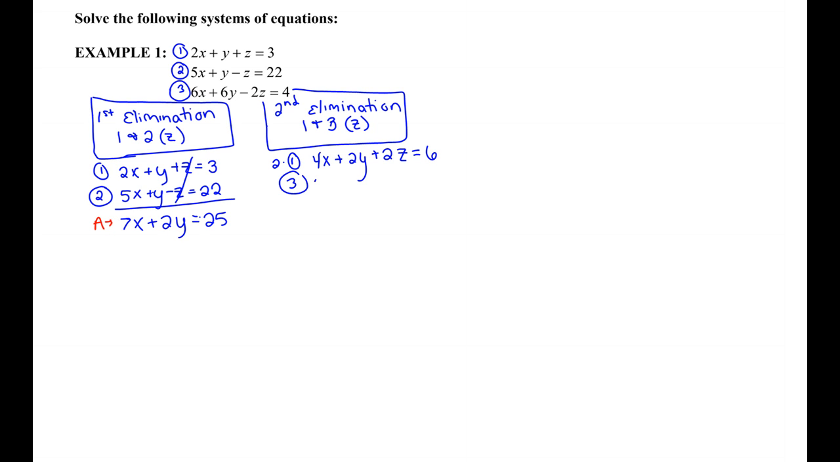I have 6x plus 6y minus 2z equals 4. So if I add these together, I get 10x plus 8y, my z's cancel out, is equal to 10. This is my new equation B, which is going to lead us to our third elimination.